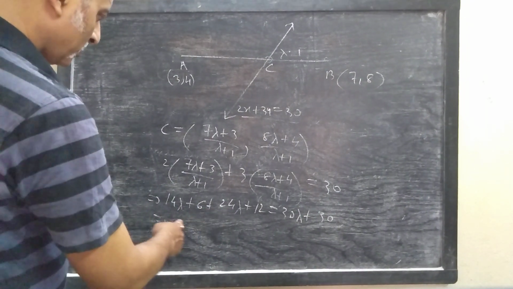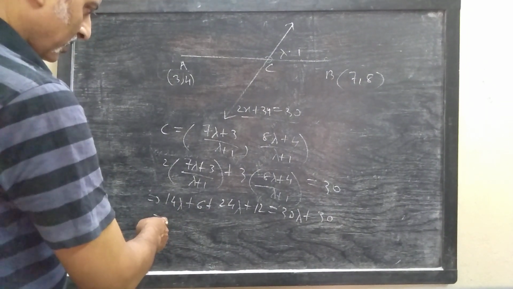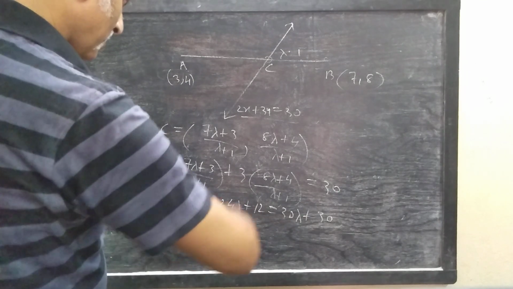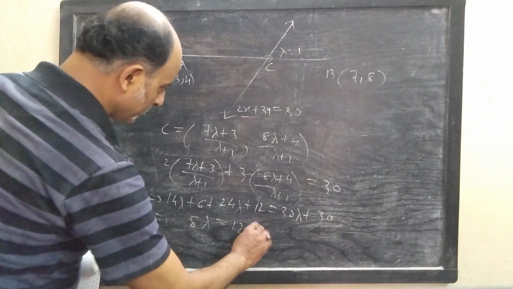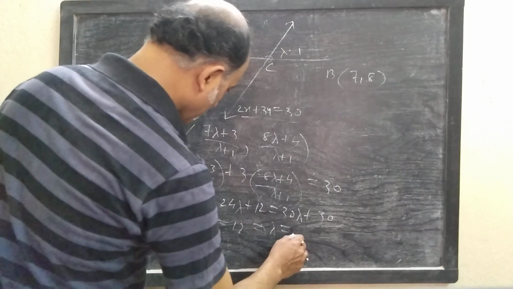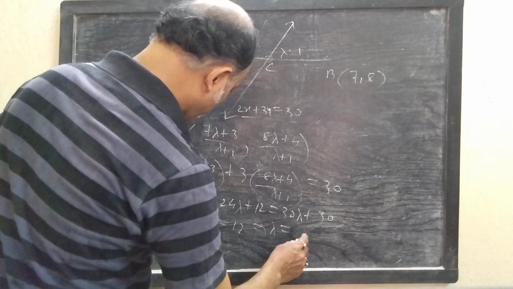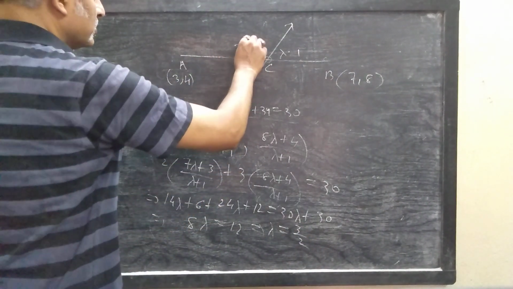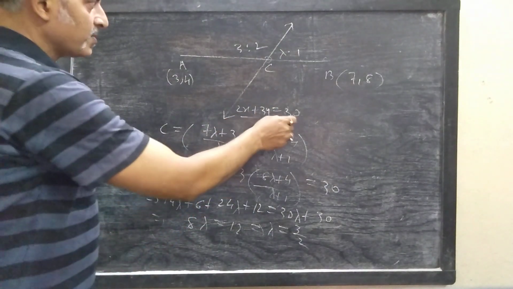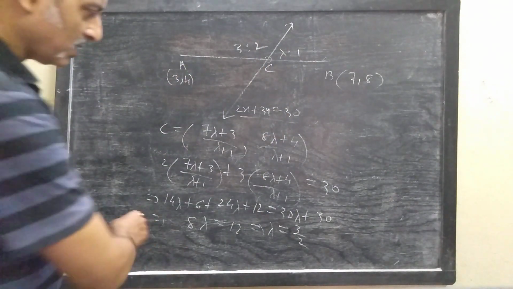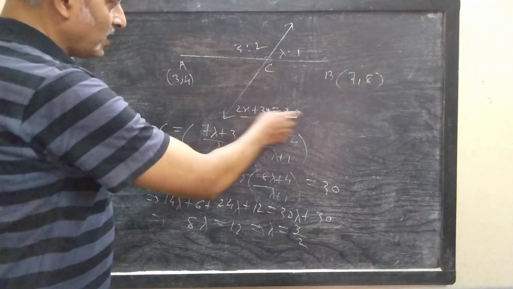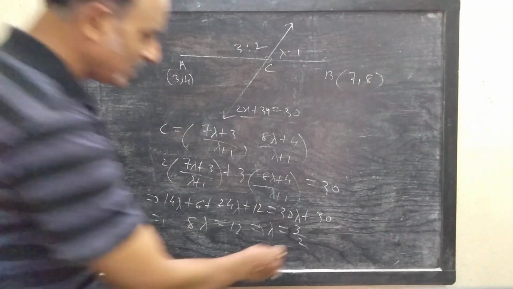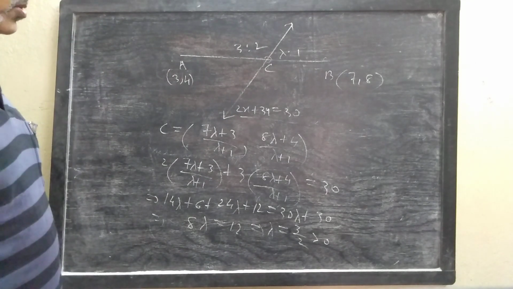Ultimately this gives 38 lambda plus 18 equals 30 lambda plus 30, so 38 minus 30, that is 8 lambda, equals 30 minus 18, that is 12. So you get lambda equals 12 by 8, that is 3 by 2. So you get the ratio into which the line 2x plus 3y equals 30 divides line segment AB is 3:2. Write down the statement that the given line 2x plus 3y equals 30 divides the line segment joining the points A and B internally. Why internally? Because lambda is positive. Internally in the ratio 3:2.